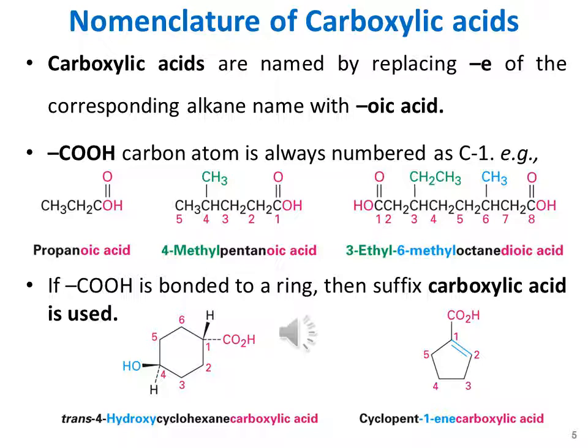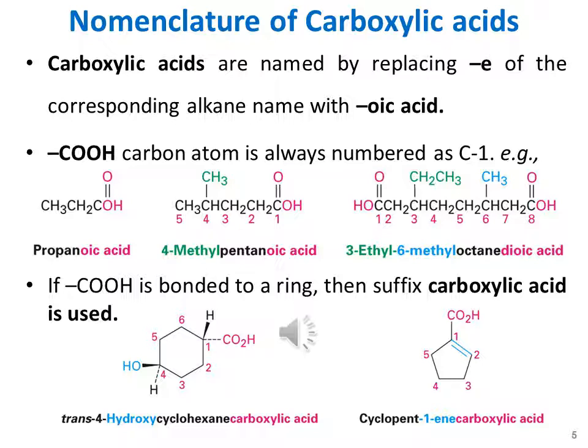So its name is 4-methyl pentanoic acid, since the longest continuous chain contains 5 carbon atoms, and we know that the alkane that has 5 carbon atoms is called pentane. Here in the name pentane we have dropped the E and replaced it with oic acid. So the name of the second example here on this slide is 4-methyl pentanoic acid.